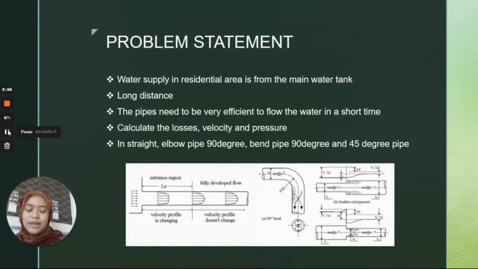The problem statement for this experiment: the water supply in a residential area is from the main water tank and it has quite a long distance. The pipes need to be in a very efficient state in terms of angle to flow the water in a short time. Thus, we need to calculate the losses, velocity, and pressure in pipes at certain angles, which are straight, elbow pipe 90 degree, bend pipe 90 degree, and 45 degree.